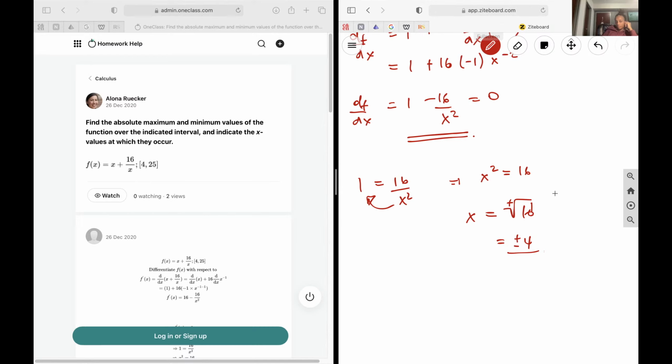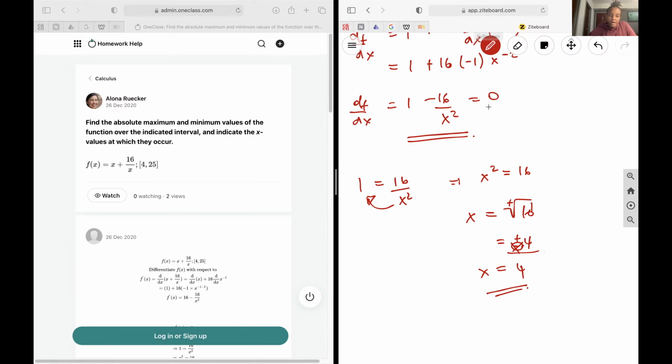But I need to be careful. I've been told I only want the maximum and minimum values in the indicated interval, which is from 4 to 25. So this minus 4 isn't within there, so I'm just going to cancel it, and I will have my extrema at x is equal to 4.